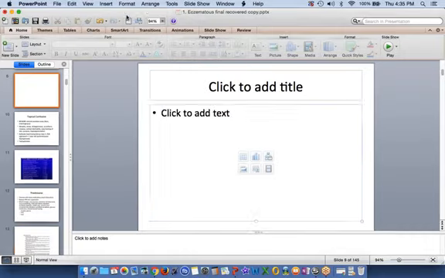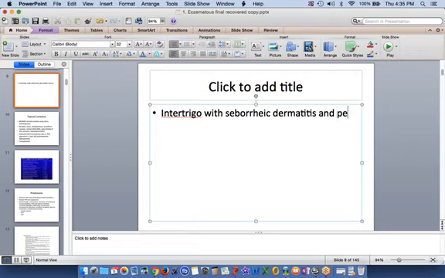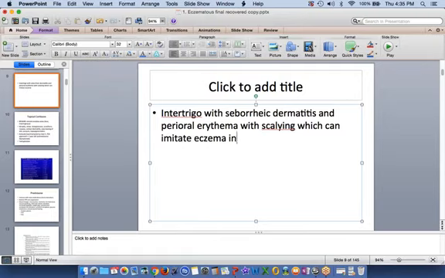I'm going to insert another slide in this lecture because intertrigo, okay, with seborrheic dermatitis and perioral erythema with scaling, which can imitate eczema in the very young child.